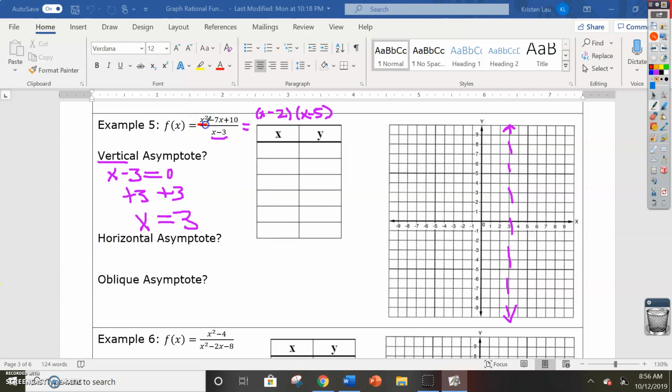So now I'm going to find the horizontal asymptote. So I'm going to look at the leading term on top and the leading term on the bottom. So I have x squared over x, and since the exponent on top is bigger than the exponent on the bottom, that means there's going to be no horizontal asymptote. So I'm going to put none, which means there's an oblique or a slant. So in order to find that, I have to use long division, or you can use synthetic division in this case, but I'm just going to use long division.